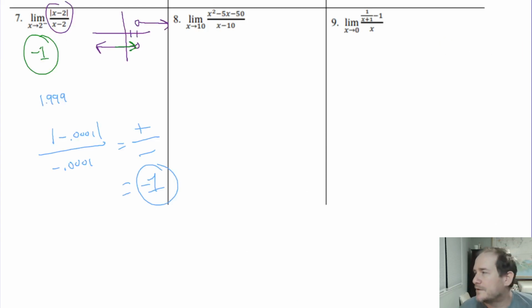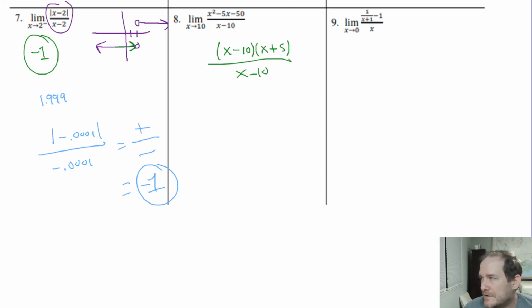All right, let's do the next one. It looks to me like another rational. Certainly the first thing I would do is factor and hope that things cancel. And of course they do, because when I factor I get x, I want 5, so 5 and 10. I want a negative 5, so negative 10 and a positive 5. And then there's an x minus 10 in the denominator.